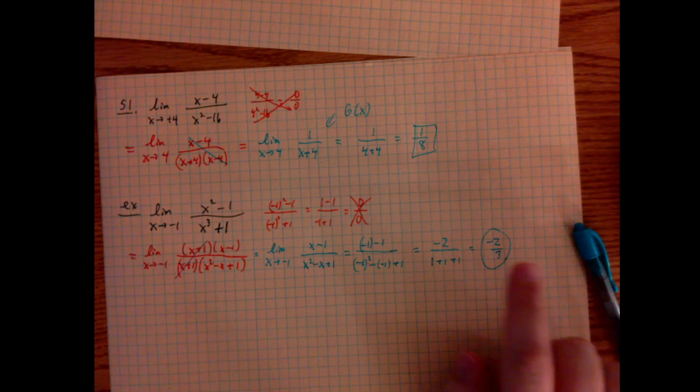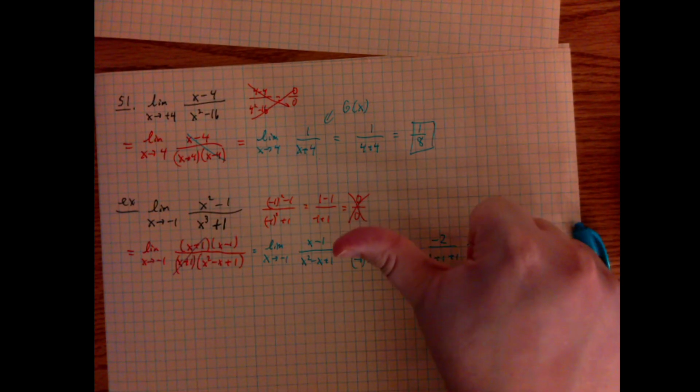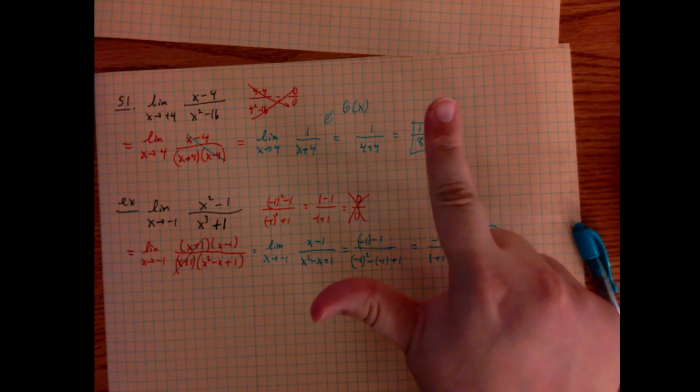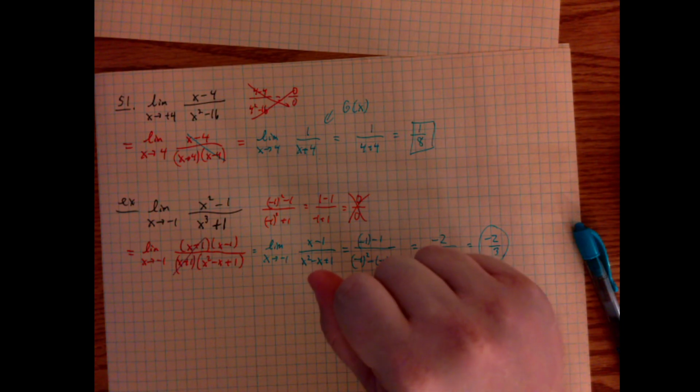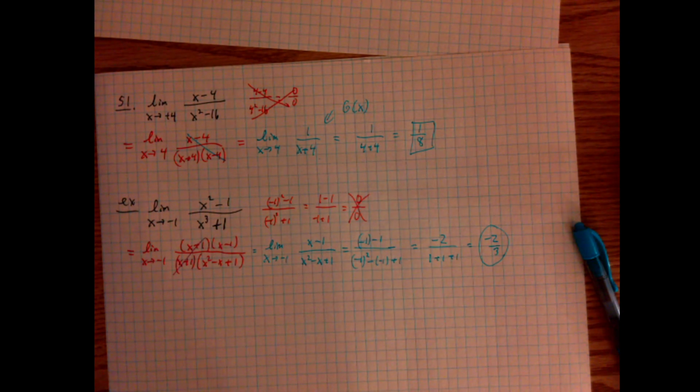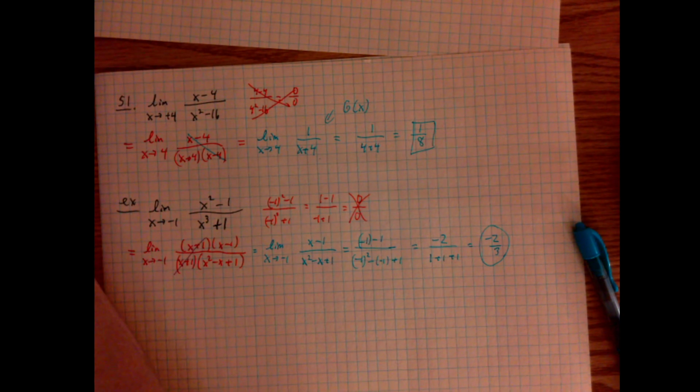And again, I can get that same result doing it the numerical approach by plugging in numbers or the graphical approach. But if I don't have either of those as an option, or they're bad options, this approach works as well.